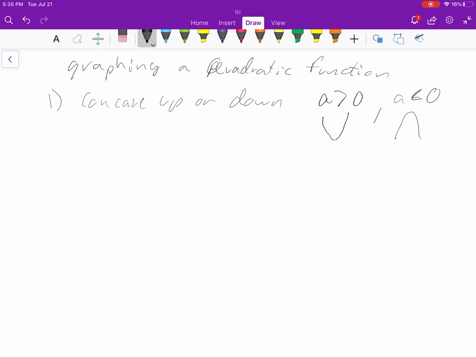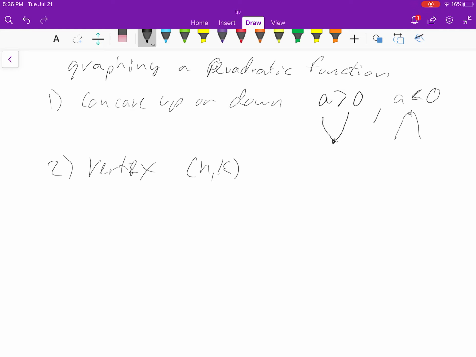The next thing you need to do is identify the vertex. The vertex is your H and K. It tells you your minimum point, and it tells you the vertical line that you are symmetric to. Okay, so that's the second thing you need to identify before you graph.